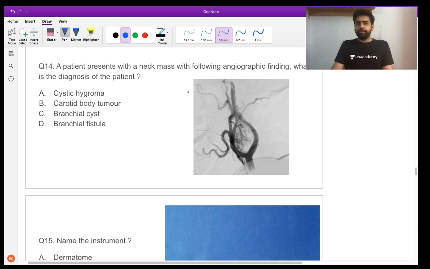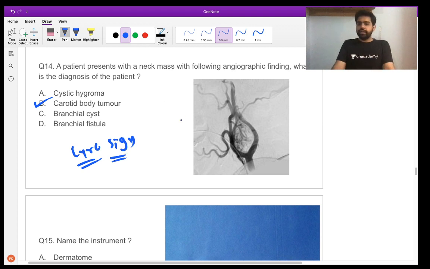A patient presents with a neck mass with the following angiographic finding. What is the diagnosis of this particular patient? Is it cystic hygroma, carotid body tumor, branchial cyst, or a branchial fistula? What is the answer? Very good, Arshad. It is right on. It is a carotid body tumor, right? Very good, guys. It is a Lyre's sign.